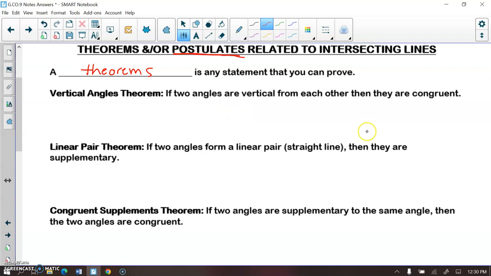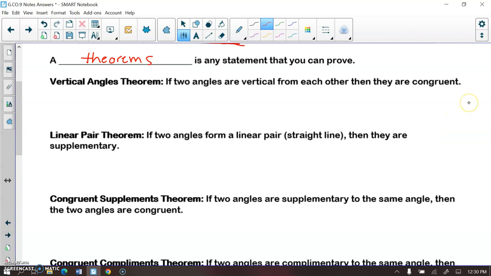So, vertical angles. These are two angles that are vertical from each other. They are created by intersecting lines. So for example, if I had this line here, and a line that's going through that line, not necessarily perpendicular, but it intersects. A pair of vertical angles would be something like this angle here, angle 1, and angle 2. They are directly across from each other.